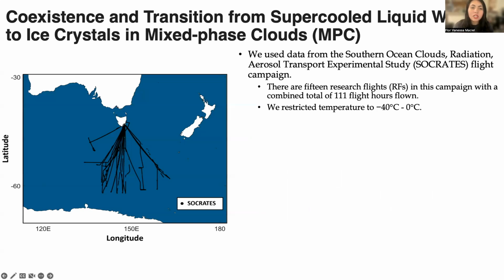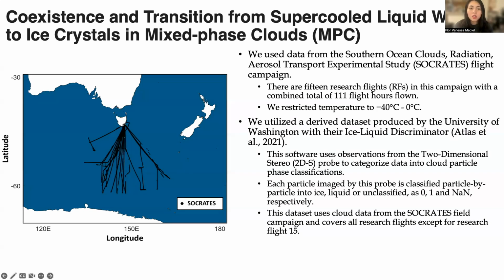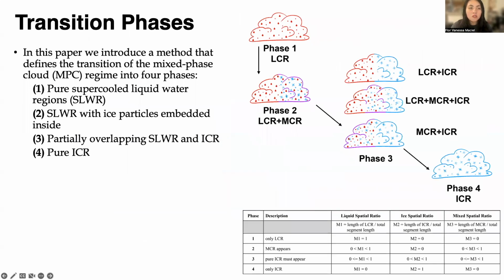So for this study, we utilized data from the SOCRATES flight campaign, for which there are a total of 15 research flights. In addition, we restricted temperature from -40°C to 0°C. We also utilized a data set produced by the University of Washington with their ice liquid discriminator, which utilizes observations from the two-dimensional stereo, or 2DS probe, to categorize data into ice or liquid. This data set uses cloud data from the SOCRATES field campaign and covers all research flights except for research flight 15.